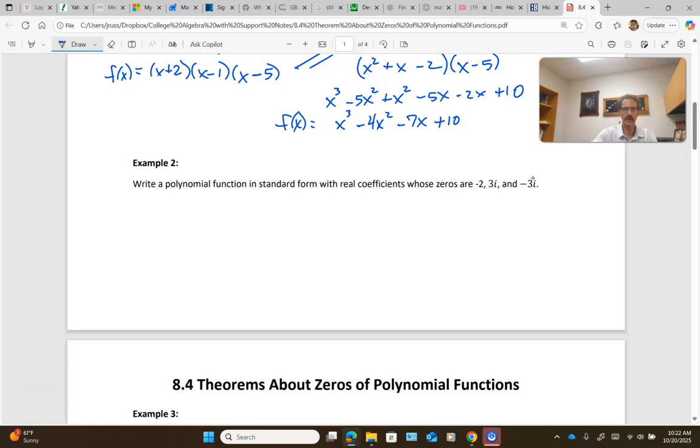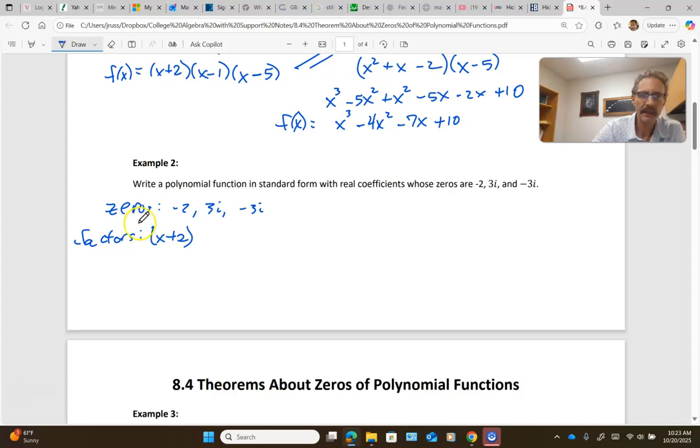I'll do this in the same way. Go ahead and list my zeros: -2, 3i, and -3i. And then I'm going to list my factors. Because from the zeros, we can obtain the factors. So if -2 is a 0, x plus 2 will be a factor. And then if 3i is a 0, x minus 3i will be a factor. And if -3i is a 0, then x plus 3i is a factor.